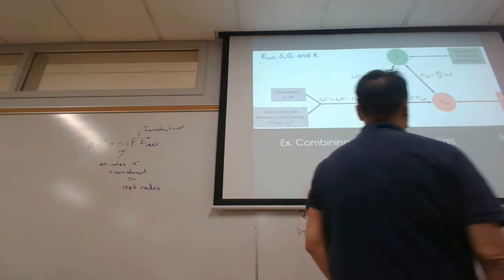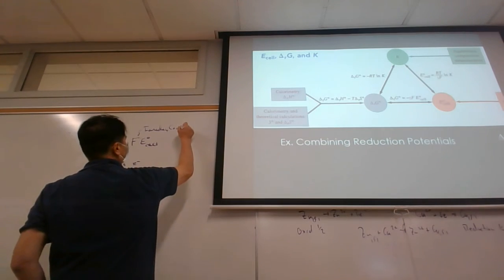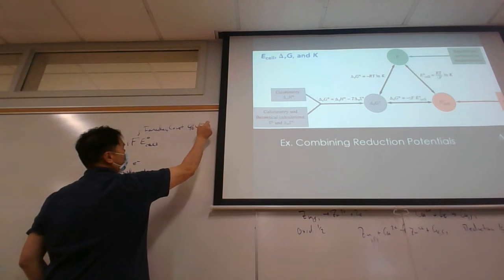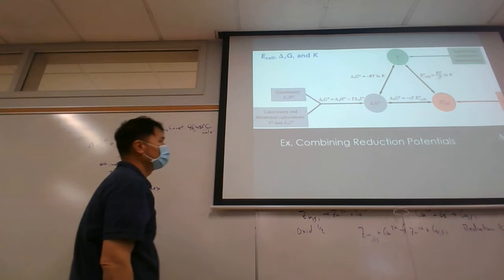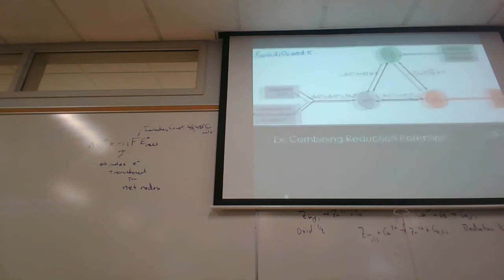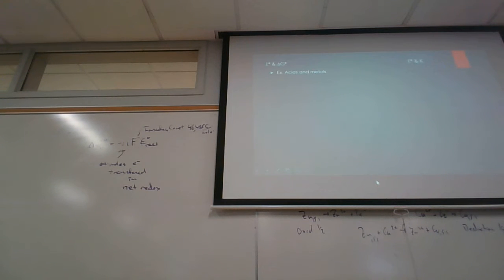The Faraday constant depends on how many sig figs you want. The Faraday constant is 96,485 coulombs per mole of electrons. Coulomb is the unit of charge for electrons. And E is just the cell potential.